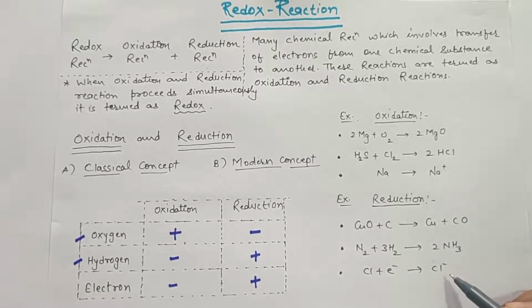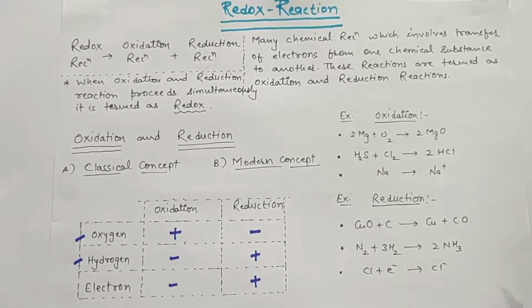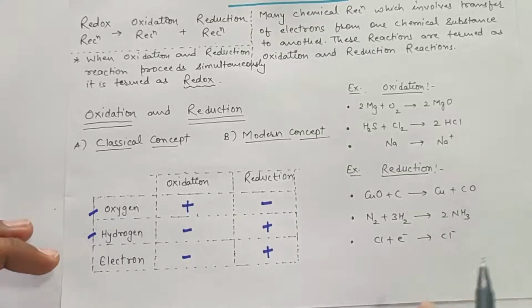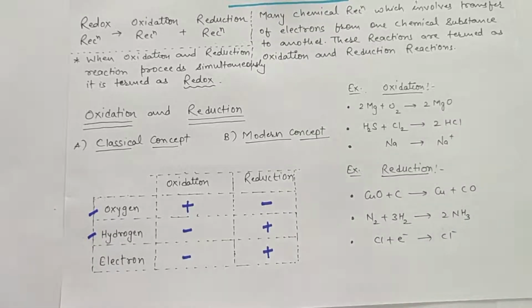of gain of electrons. Students, oxidation and reduction can be defined using one more method that is known as oxidation number method. We will talk about that later in this chapter.